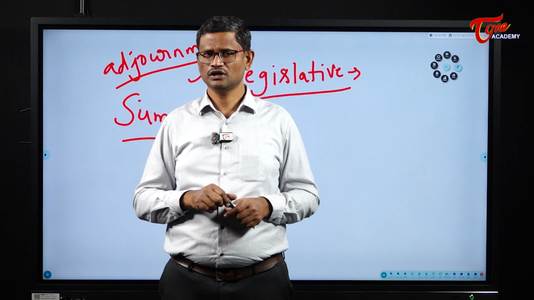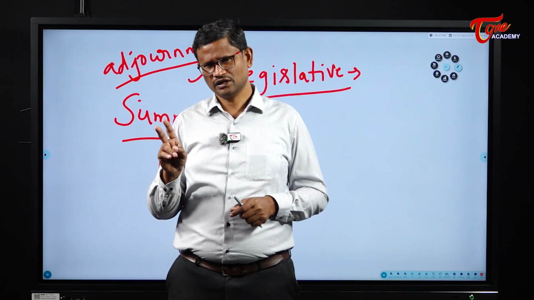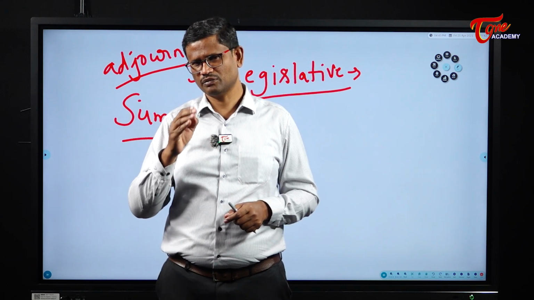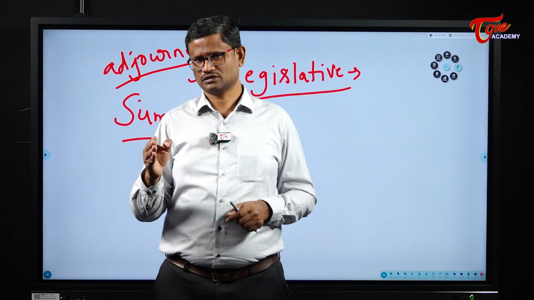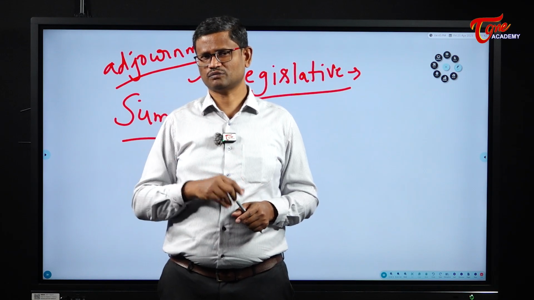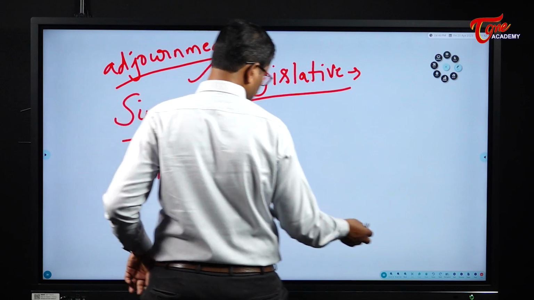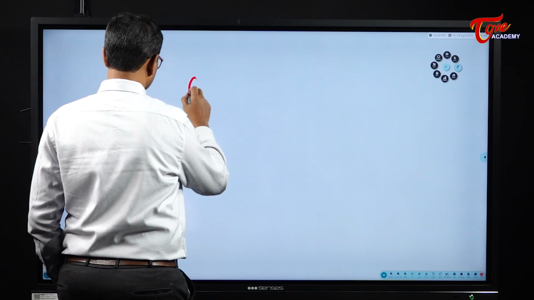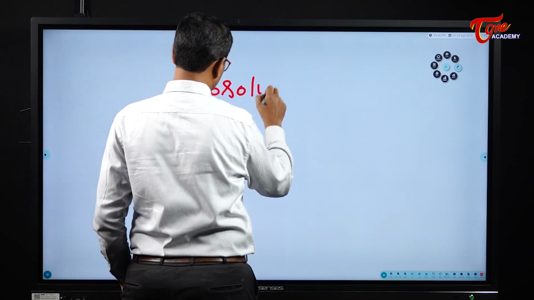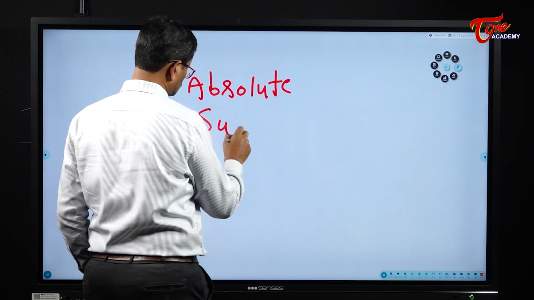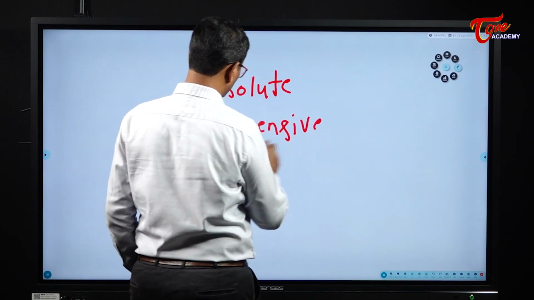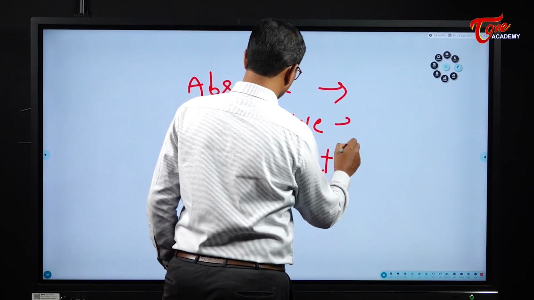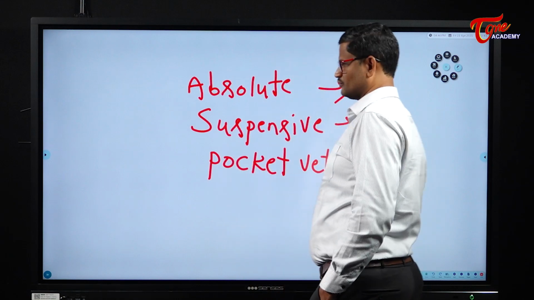Then in addition to this, all the bills passed by the Indian Parliament must go before the president. Unless the president gives his assent, the bills will not become laws. So here, what are the powers of the Indian president? Here we have several categories of vetoes, which we say absolute veto, suspensive veto, pocket veto. Then what do you mean by absolute veto, suspensive veto and pocket veto?